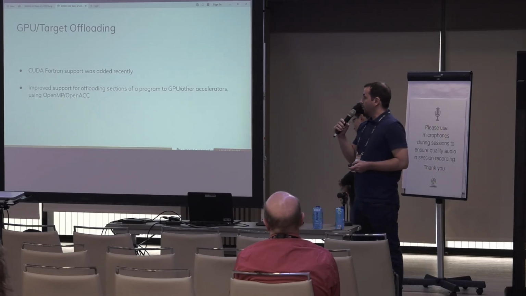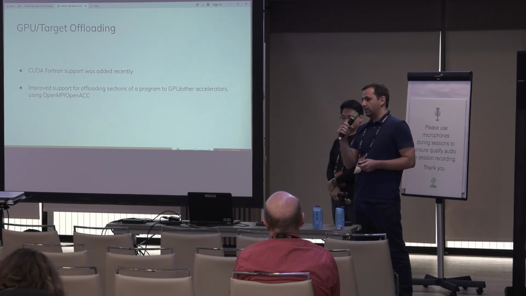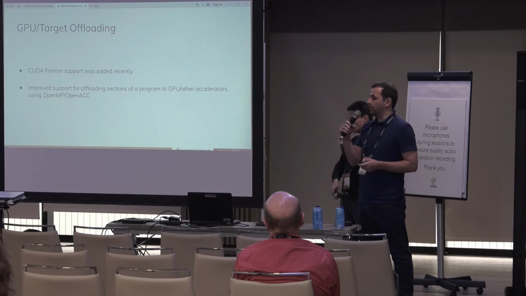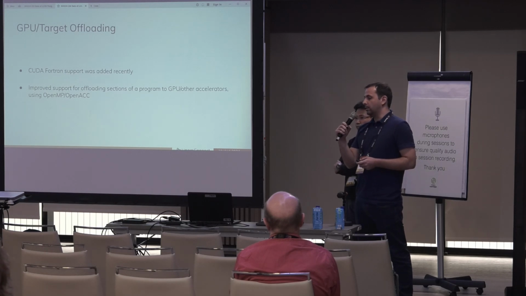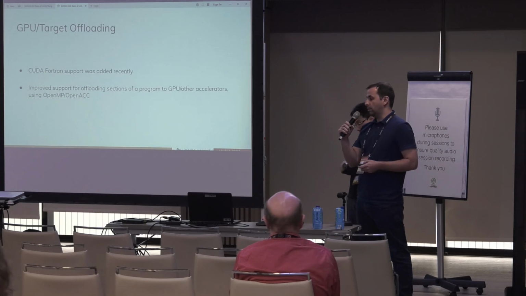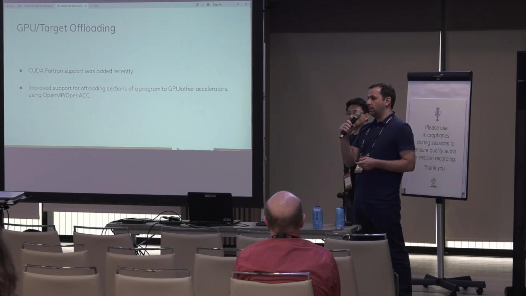Hello. So I would like to talk a bit about other areas of Flang and how its support is going. And I would like to begin with target offloading. That is basically the transfer of compute-intensive tasks to other devices, such as GPUs. And some highlights in this area are the CUDA Fortran support that was added recently. And there were also many improvements in target offloading using OpenMP and OpenACC directives in Fortran programs.